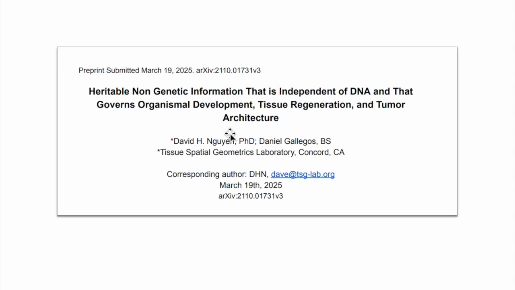I'm doing this at the request of students and friends who don't have the background to understand the paper since it was written for an expert audience. Heritable non-genetic information is abbreviated HNI and is pronounced honey because I think it sounds funny.